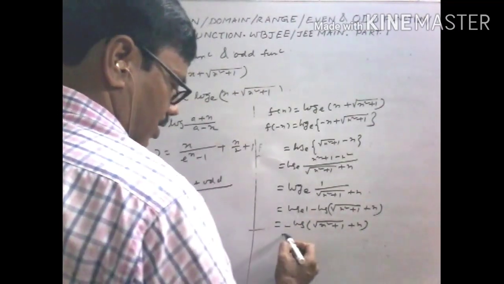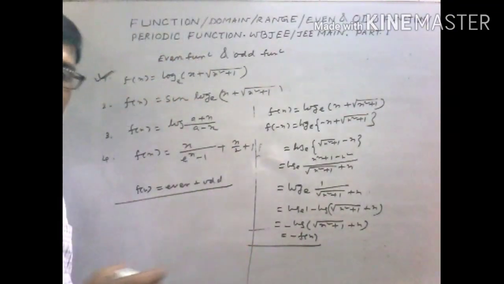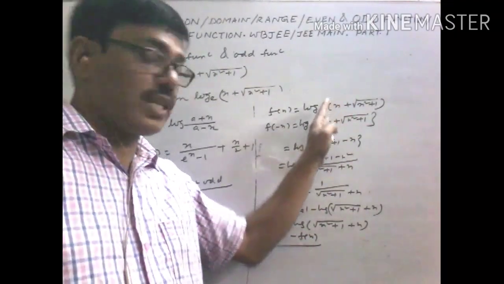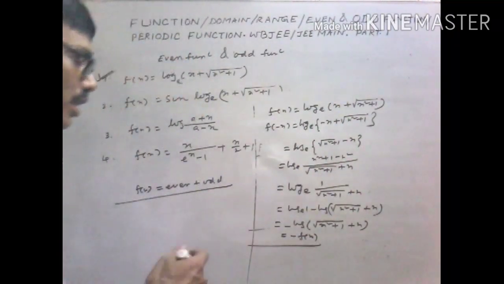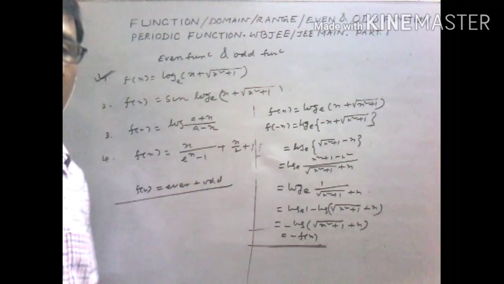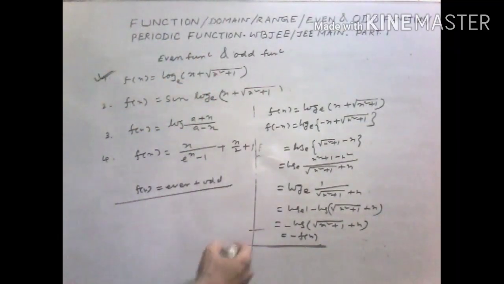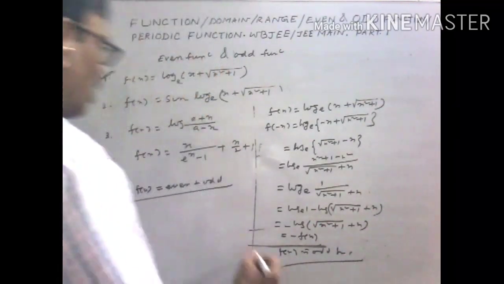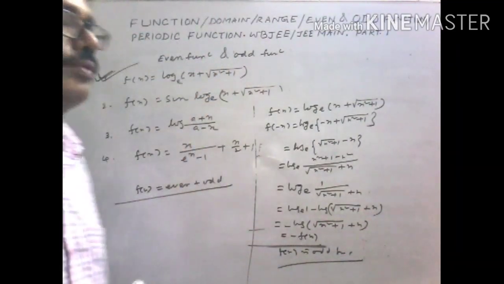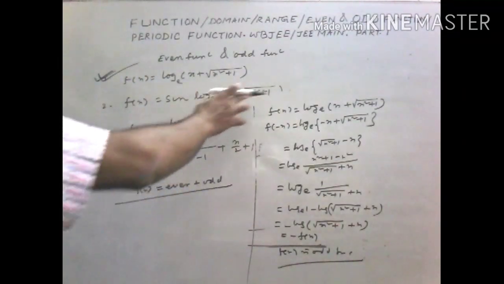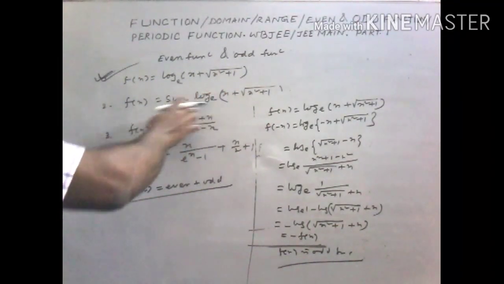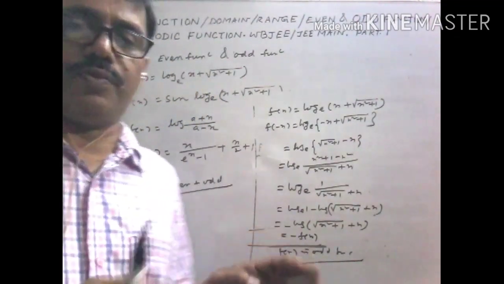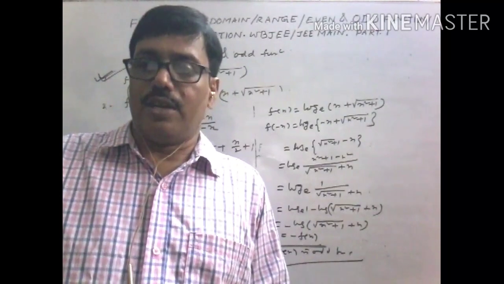So look, this is minus f x. At the very beginning, this is not minus f x, but by rationalizing and using the property of log, it can be reduced to the form minus f x. So f x is an odd function. Similarly for the next one, minus will be before this. These are very simple problems. You try to solve these problems.